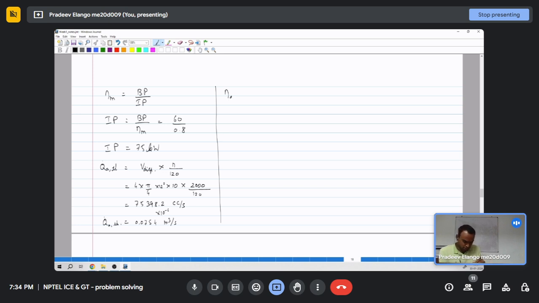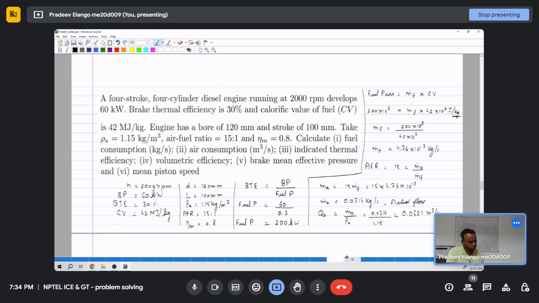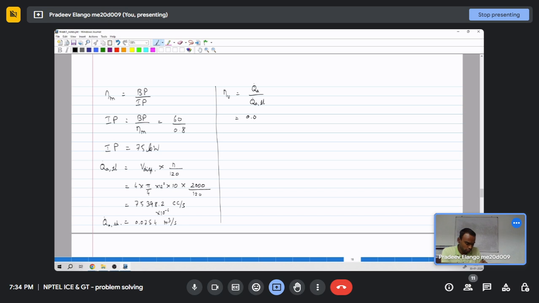Now volumetric efficiency is the actual flow rate of gas by the theoretical flow rate of gas. The actual flow rate is 0.0621 and the theoretical flow rate is 0.0754. Calculating the volumetric efficiency gives 82.3%.